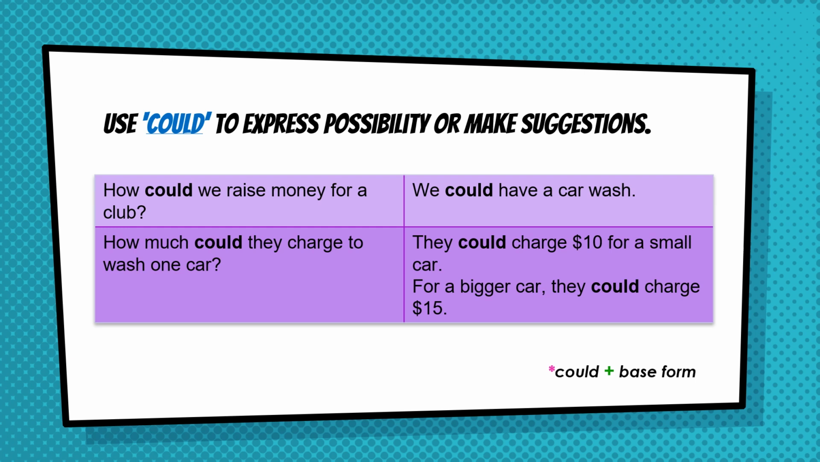If you noticed, in the previous sentences we used could and going to to talk about the activities. But what's the difference between could and going to? We use could to express possibility or make suggestions. Could es el pasado del verbo can, que significa poder. For example, how could we raise money for a club? ¿Cómo podríamos recaudar dinero para un club? We could have a car wash. Podríamos hacer un lavado de autos.